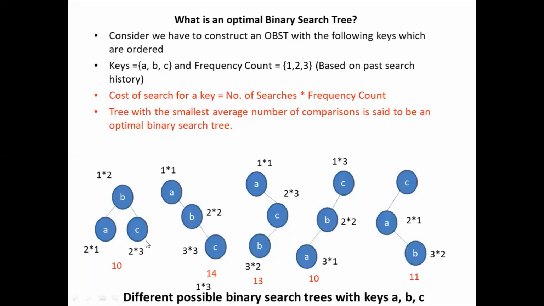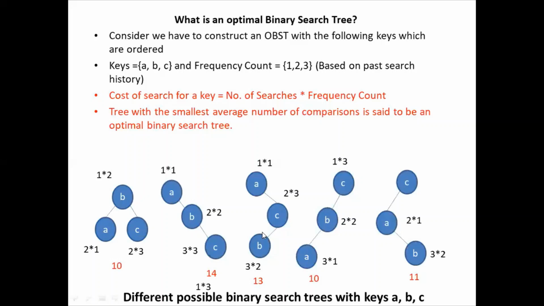Similar is the case with C, where C would have been first looked at the root level and then at level 1. Hence 2 comparisons multiplied by its frequency count, which is 6. Put together, the total cost of this binary search tree would be 2 plus 2 plus 6, which is 10.